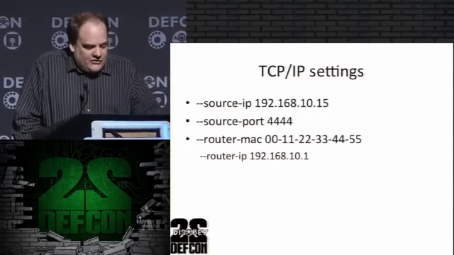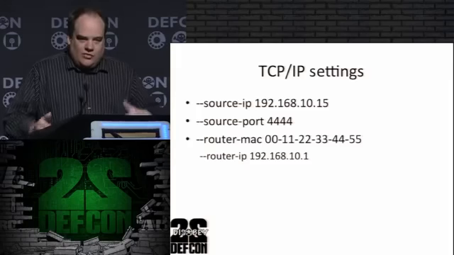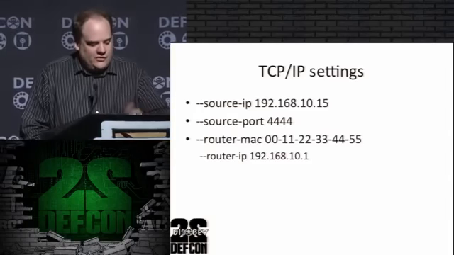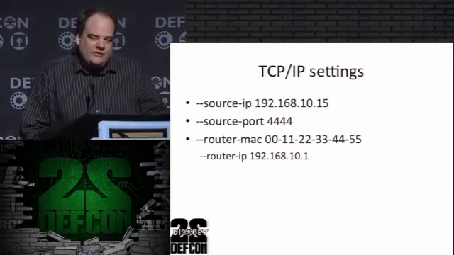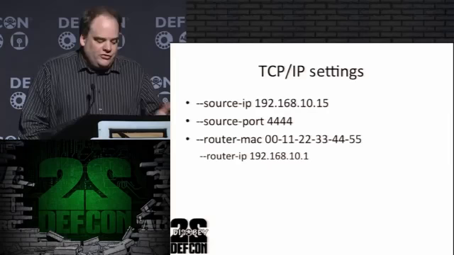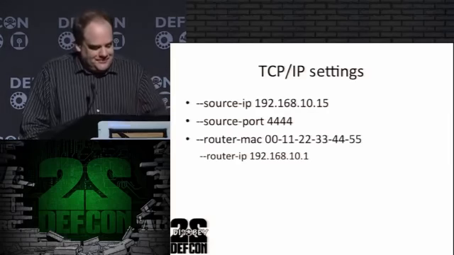So the basic configuration is set. If you don't want to rely upon the defaults, if you're having problems, just set them manually with the source IP, the source port, and you have to configure the router MAC address, or usually the router IP just works because it'll ARP it.